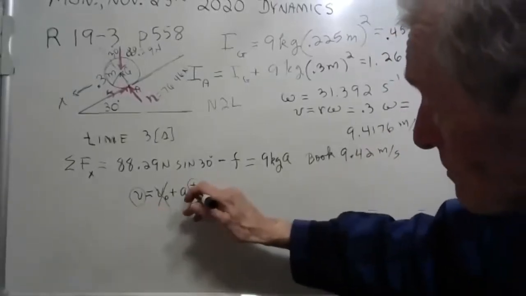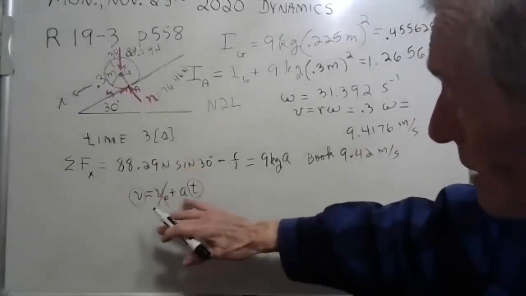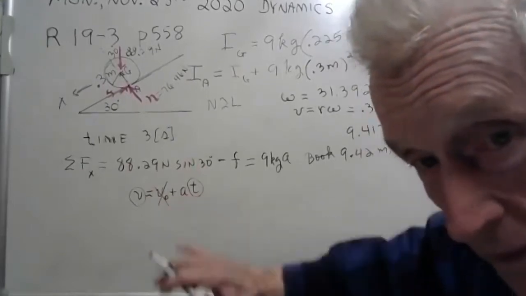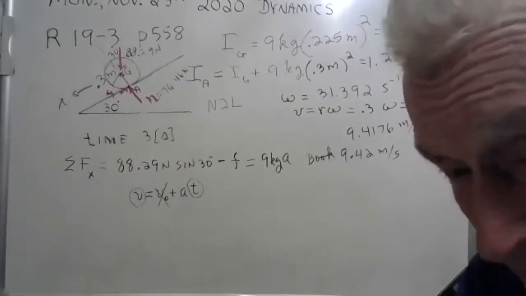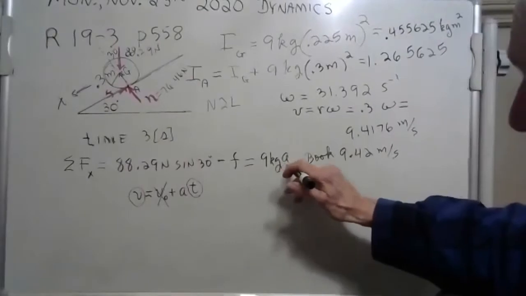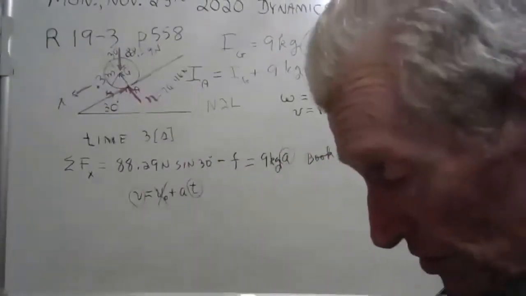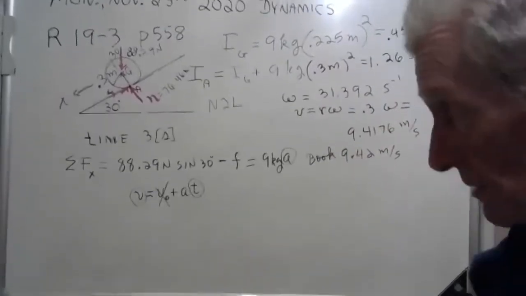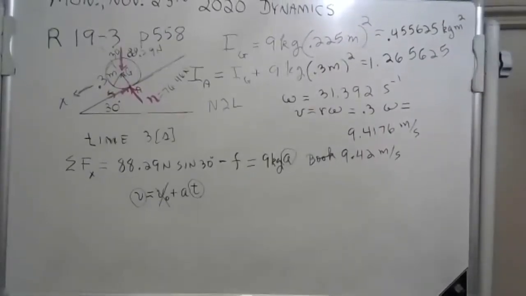And the time, that's 3 seconds. We got that. Hey, look, we could find the acceleration, couldn't we? Yeah, using kinematics. And then we could plug in that acceleration and we could find the friction. Now I'm going to shut up for a minute and a half. I want you to find the friction. Go for it. You can do it. Find the friction.